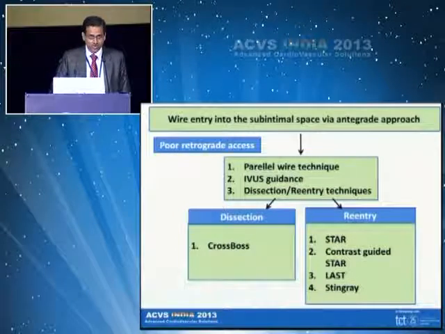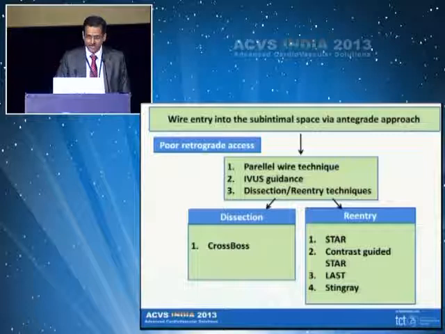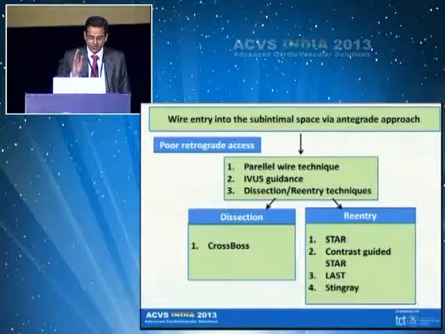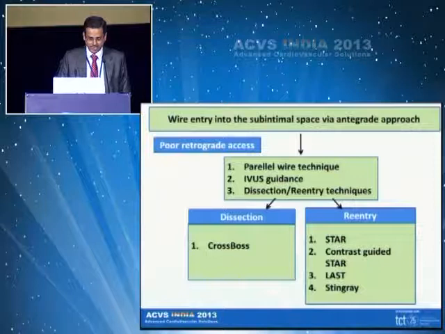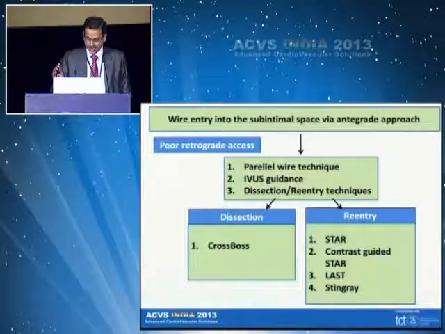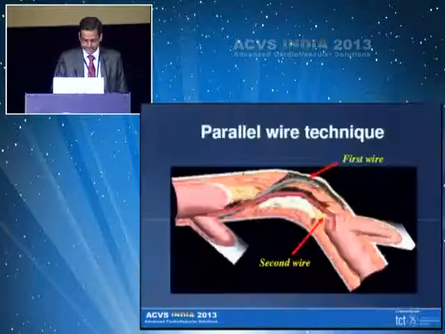And if 1 and 2 fail, or if we are not able to do that, we go to dissection and re-entrant techniques. Now, in dissection and re-entrant techniques, we have a catheter which actually helps us to dissect from intima to intima and go in, that is the cross-boss catheter. Or if you're already in the subintimal space, there are techniques like the star technique, a contrast-guided star technique, last technique, and the use of a stingray balloon. So I will briefly touch into these techniques.